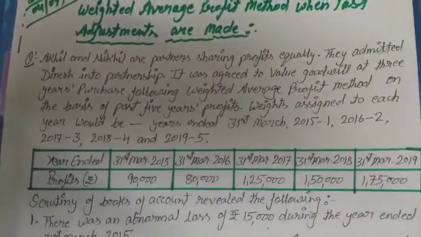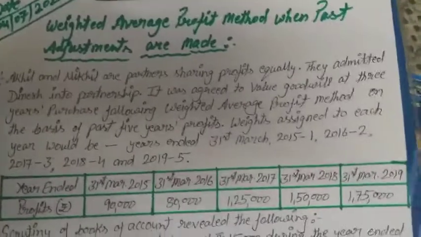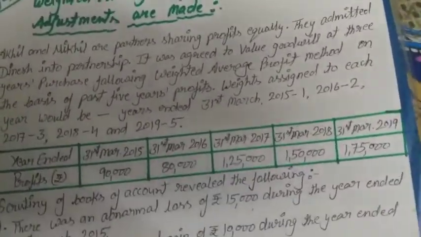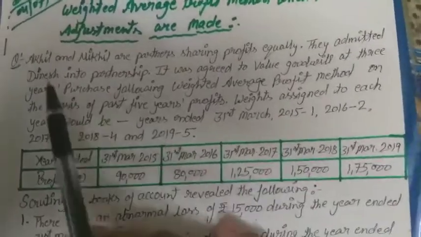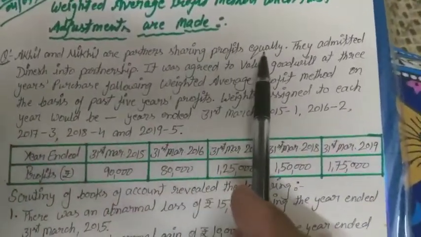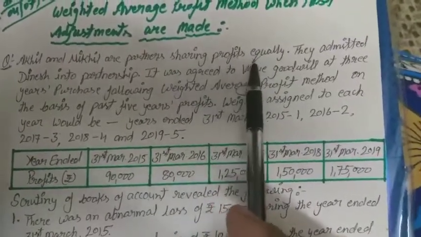Okay, so I have a question. First I will read the question and try to understand what they have given and what they are trying to ask. The first one is: Akhil and Nikhil are partners sharing profits equally. Both partners, Akhil and Nikhil, distribute their profit equally.